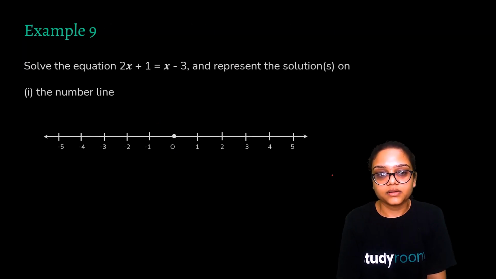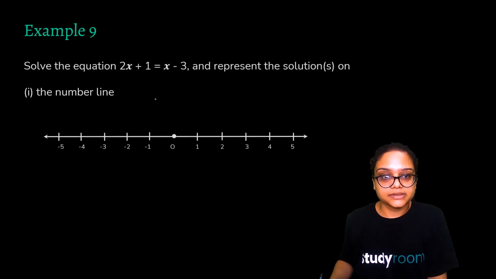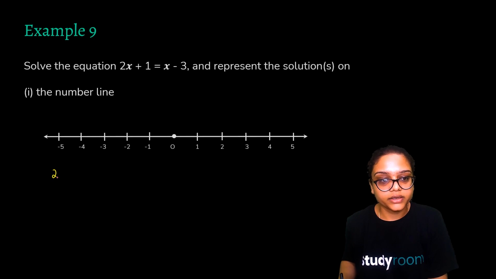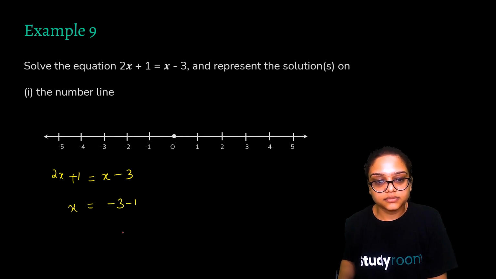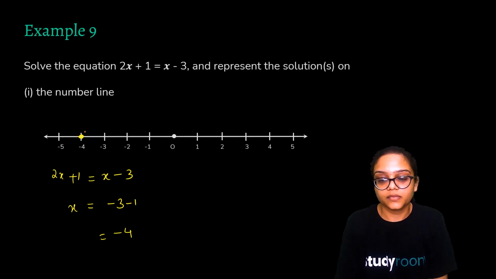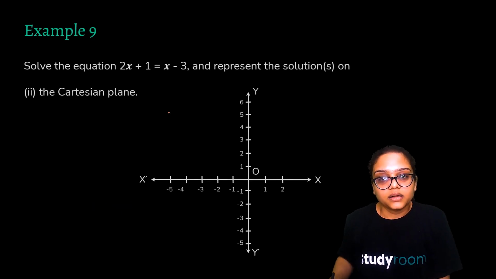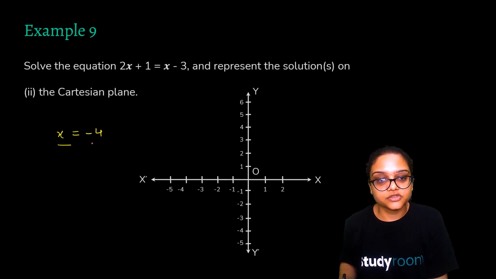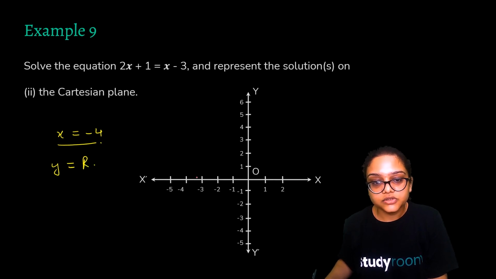Now solve the equation and represent the following: 2x plus 1 equals x minus 3. To solve it, we'll just take the variable on one side and the constant on the other, so x equals minus 4. On the Cartesian plane, it would be the same as the previous question. So x equals minus 4, and y can be anything.